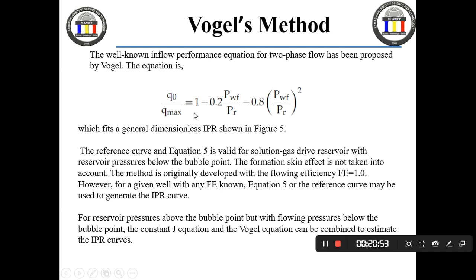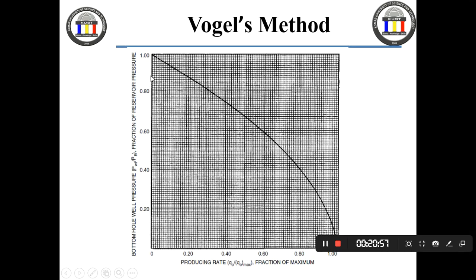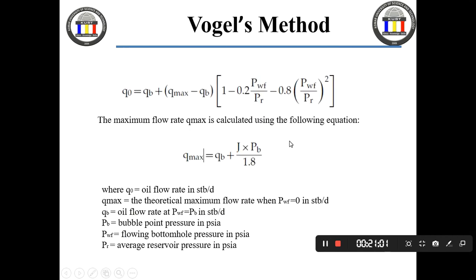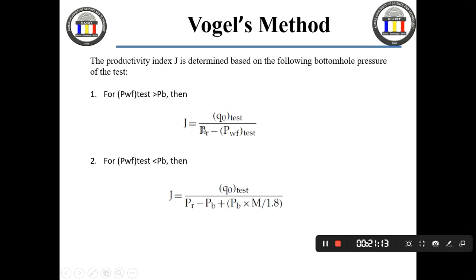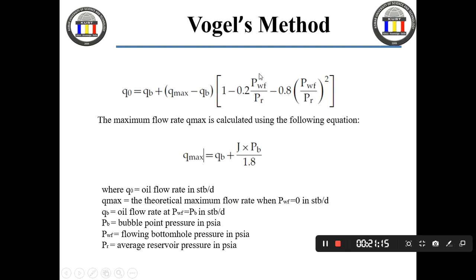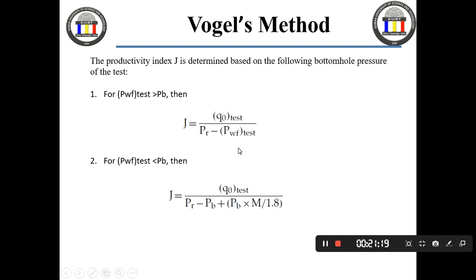So in order to calculate the IPR, which is the relationship between the flow rate and the flowing pressure, this is the two-phase flow IPR that we have to make using Vogel's method. The first thing we have to find out is we have to calculate the Qmax. Once we have the Qmax, which is based on the bubble point pressure, we put it in the equation and we calculate the flow rate at different flowing bottom hole pressures.